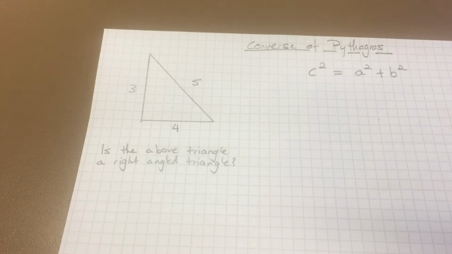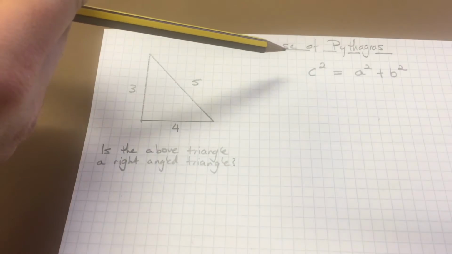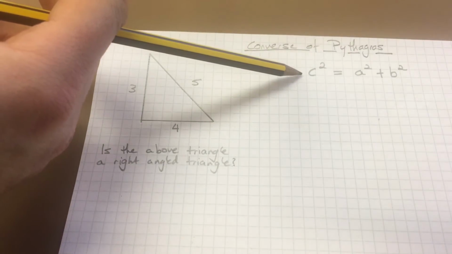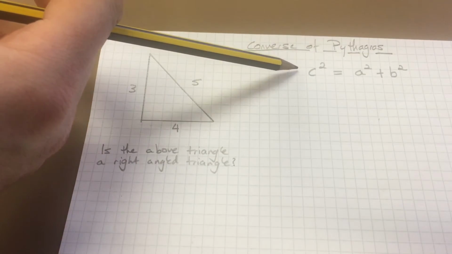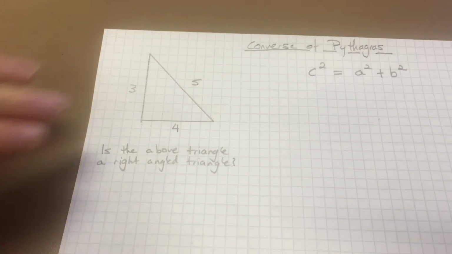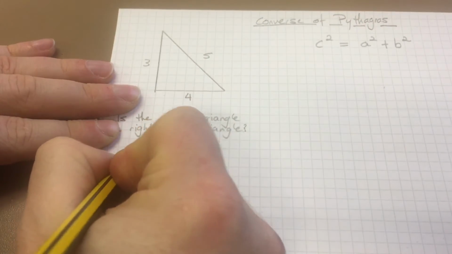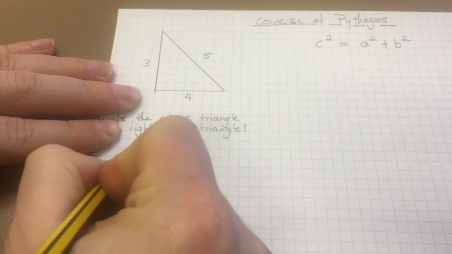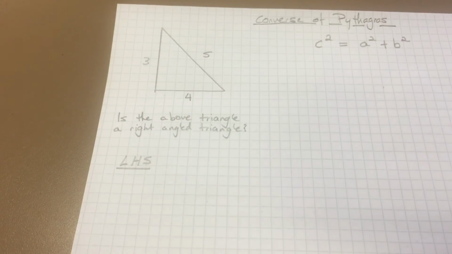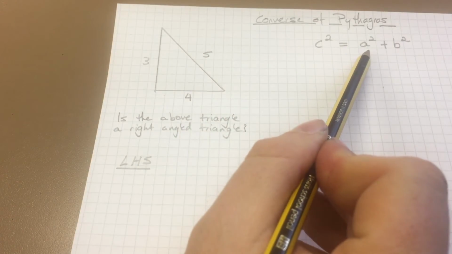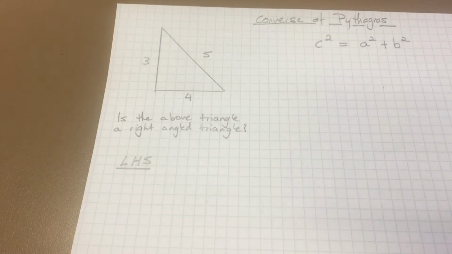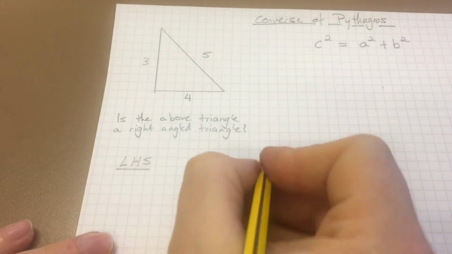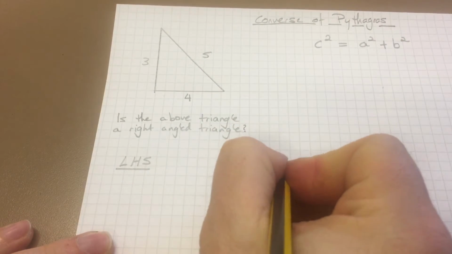So before we begin, I'm going to use this information. My longer side, or my left-hand side, relates to the hypotenuse. I'm going to do that as a standalone calculation. And the right-hand side of Pythagoras' theorem relates to the two shorter sides, and I'm going to do that as a standalone calculation.